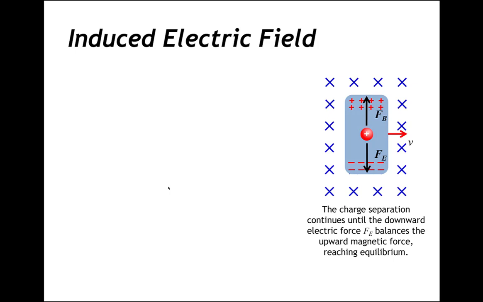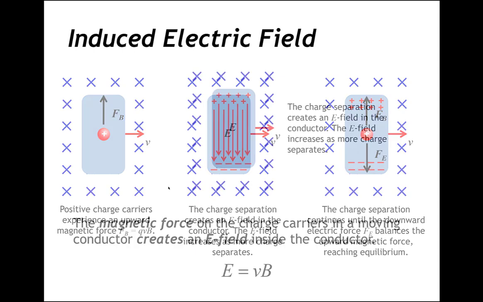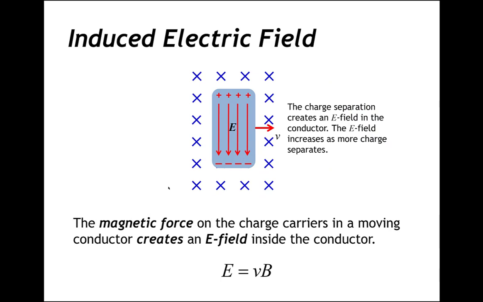Now, the charge separation will continue until the downward electric force in this sketch balances the upward magnetic force, allowing the charge to reach equilibrium. So this sequence of events led us to the conclusion that the magnetic force on the charge carriers in a moving conductor creates or induces an electric field inside the conductor.